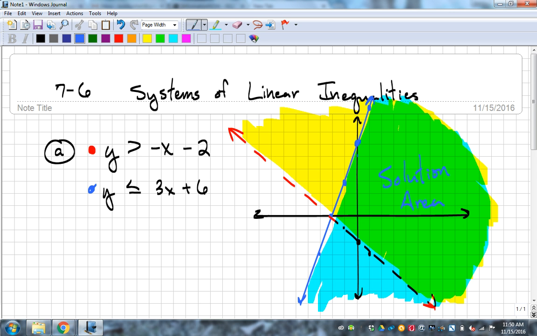So the whole graph is what I have to have. I don't have just an ordered pair as an answer like we did yesterday. Yesterday we had one ordered pair, or it was no solution, or it was infinitely many. Okay, this time the whole graph is what we need to see to have the answer. And that solution area is all of this overlap. Okay.